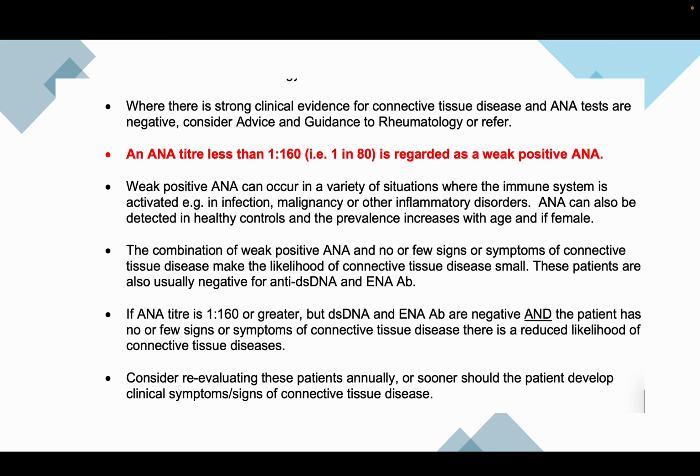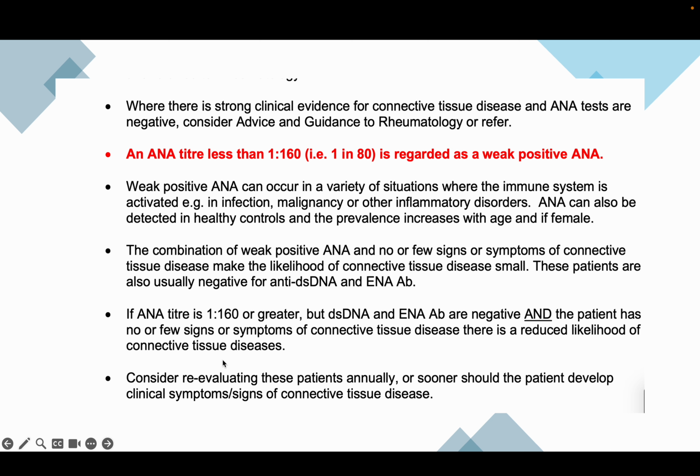Where there is clinical evidence, always reevaluate the case thinking about CTD. But if the clinical suspicion is not there and ANA is positive, then you can just follow up and see. If the ANA titer is less than 1:160, it is considered weak ANA positive, and it can occur in a variety of conditions, as I told you. If ANA is 160 or greater but dsDNA antibodies are negative and the patient has no signs of connective tissue disease, there is a reduced likelihood of connective tissue disease.